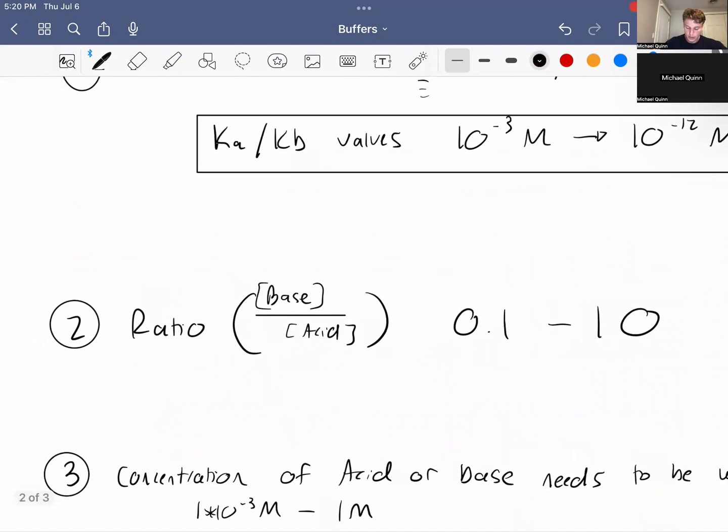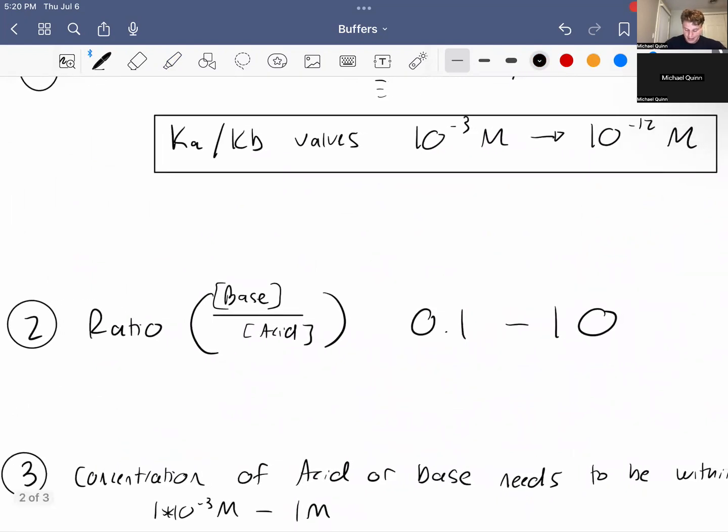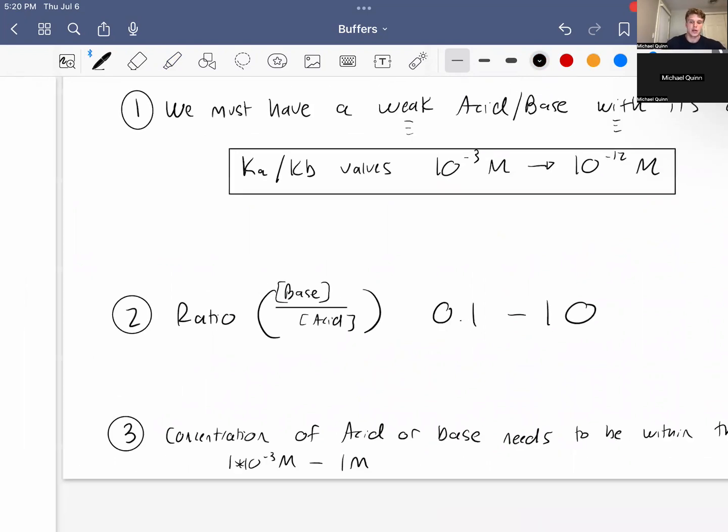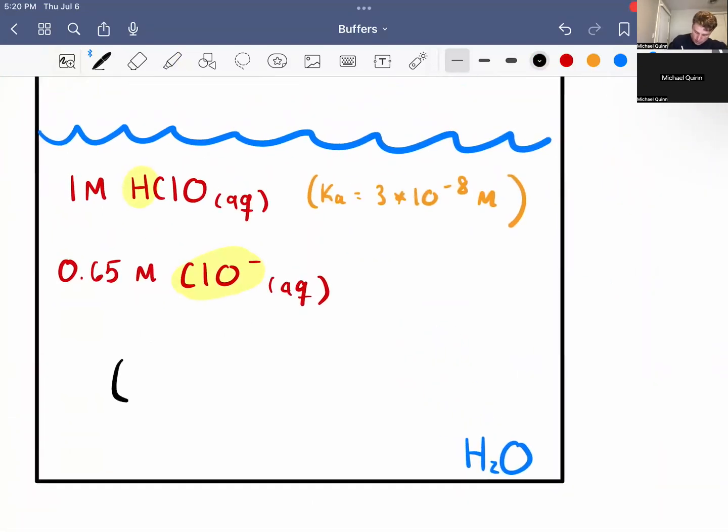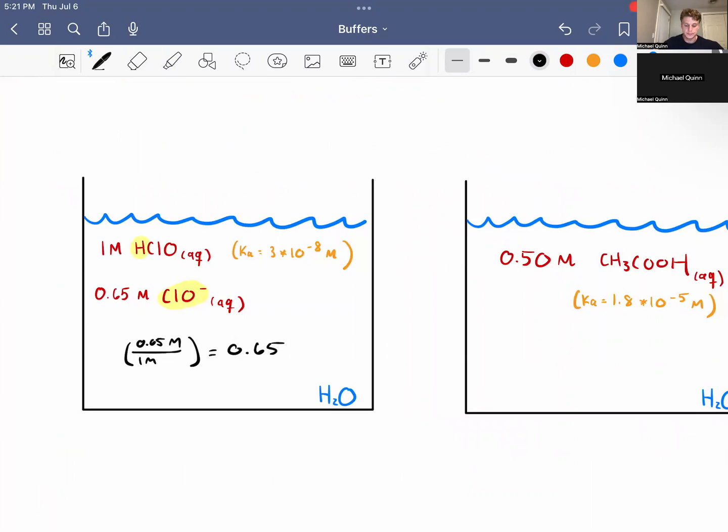Requirement number 2 says the ratio of the base over the acid is equal to 0.1 to 10. So our ratio needs to be between the 0.1 and 10 value. If we take the ratio of our base to acid, this is going to be our base, ClO minus, 0.65 molar, over our acid concentration, which is 1 molar. 0.65 divided by 1 is 0.65. So requirement number 2 is met.